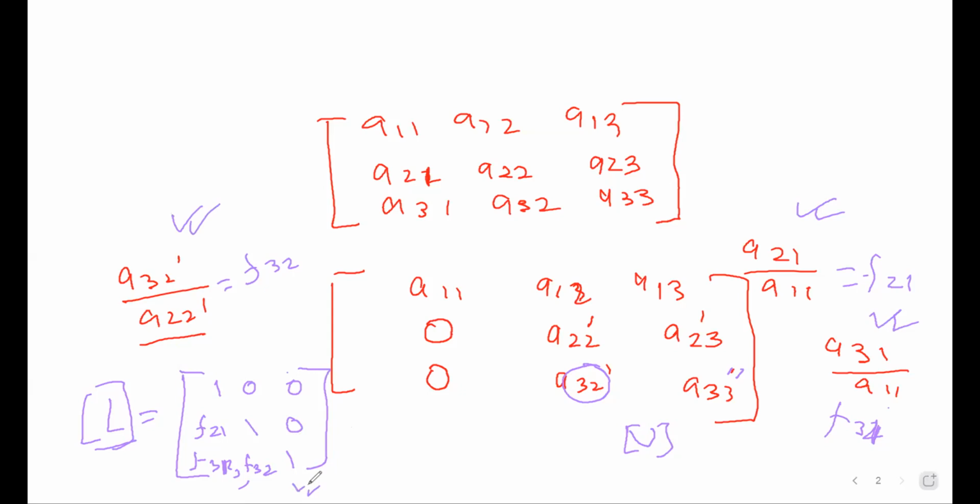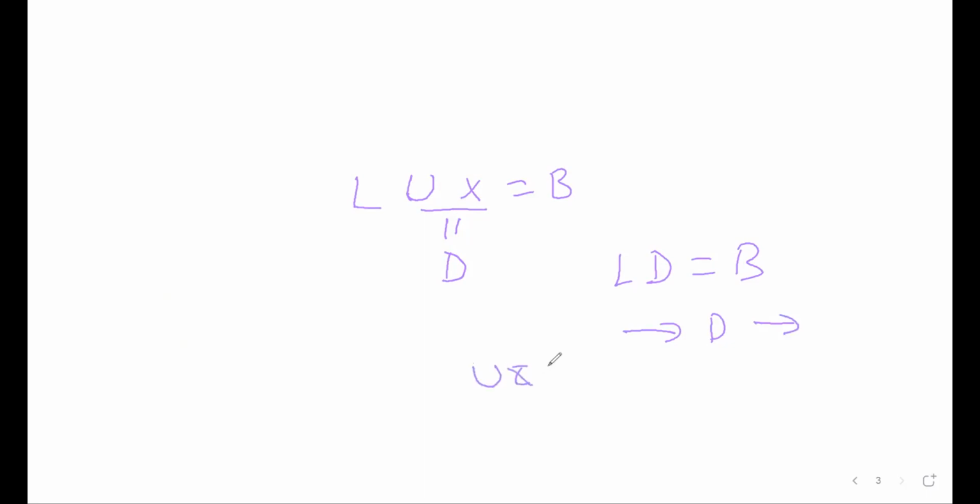If this L and U are with you, then you can start solving your problem. You have your L, you have your U, and you have your AX equal to B. Let us represent UX by D. Then we have the system LD equal to B. You solve for D. This is the first stage. Then when D is available, you have UX equal to D. Then your X will be available with us.